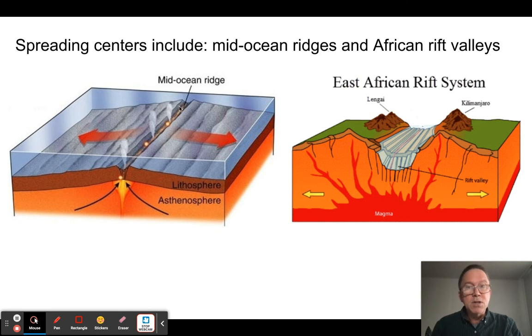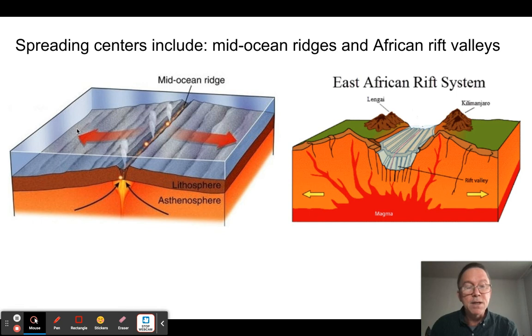And what we find in the mid-ocean ridges is constant, very gentle, mild volcanic activity and very gentle, shallow earthquake activity. And what we find is on one side of the mid-ocean ridge, the ocean floor is moving this way, and on the other side is moving the opposite direction. Again, because the mantle is doing this.